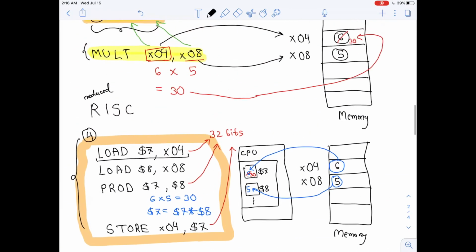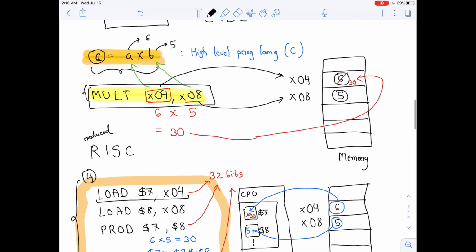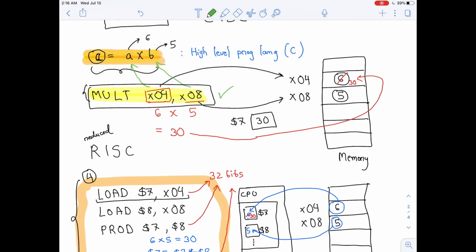So another thing to note here is that with CISC, once this instruction is done executing, as you can see, this instruction was storing the value in a specific register. With CISC, there was no need to specify which register the result was being stored in. So for the sake of consistency, let's say with CISC, the result, which is 30, was being stored in register 7. But once this instruction completes execution, the value that was stored in register 7 is erased.